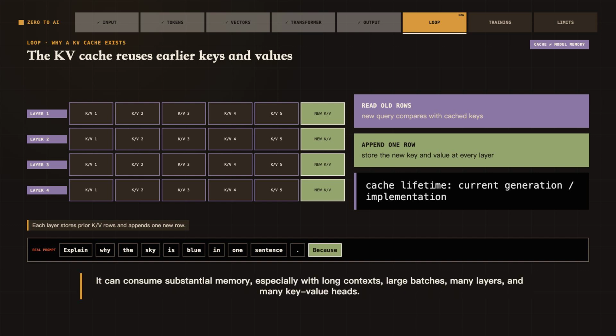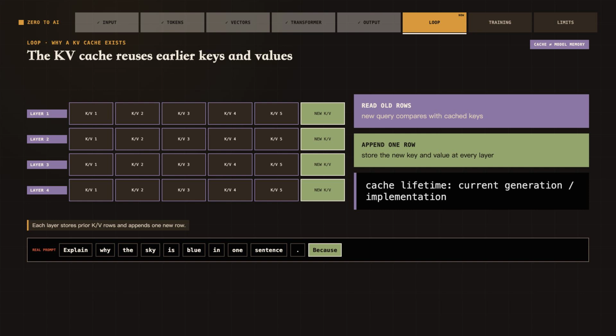It can consume substantial memory, especially with long contexts, large batches, many layers, and many key value heads. Grouped query attention, quantized caches, offloading, paging, sliding window attention, and other techniques address different parts of that cost. The KV cache makes decoding faster, but it does not make the entire response parallel. Each new token still waits for the token before it.